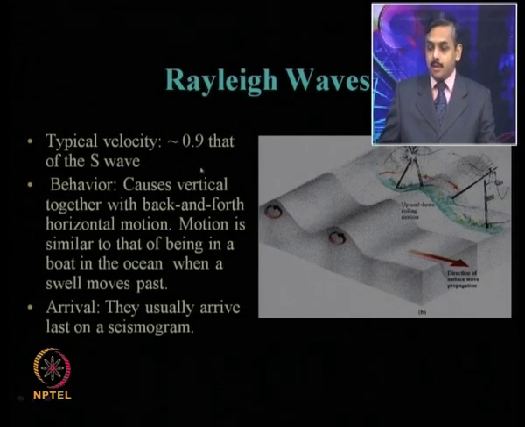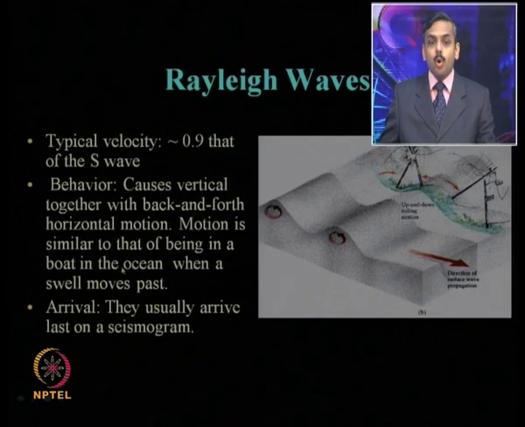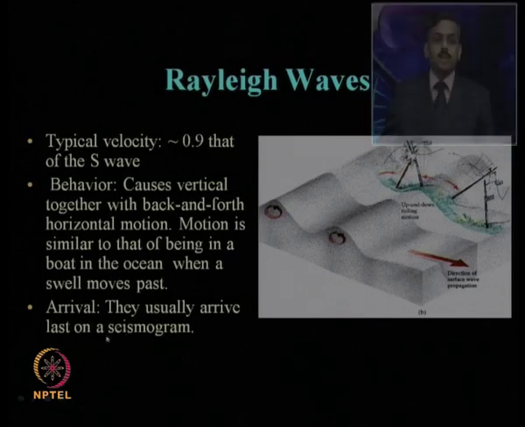So, from that relationship, one can easily say that a typical Rayleigh wave velocity will be about 0.9 times that of the shear wave or secondary wave. And what is its behavior? We have seen just now, it causes vertical together with back and forth horizontal motion because of this rolling nature. So, motion is similar to that of being in a boat in the ocean when a swell moves past. Whatever the feeling in that situation, the same thing will be felt when an earthquake strikes and Rayleigh waves travel through your site or where you are located. And they usually arrive last on the seismograph.